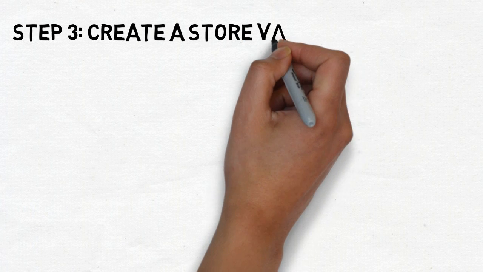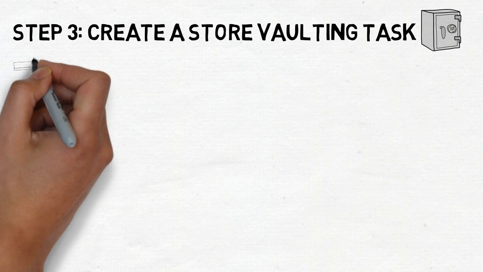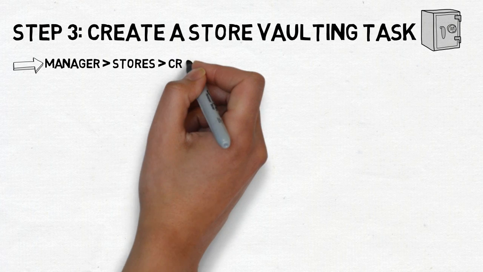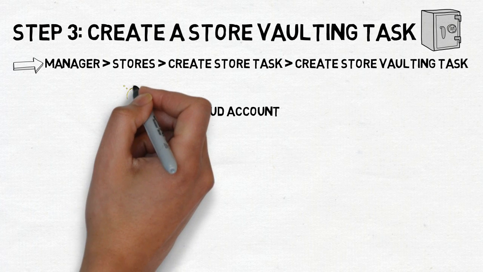To archive data to the cloud, you will need to create a store vaulting task. This task copies from a store to the cloud account you just created. To do this, simply go into a Create a Store task as usual, and the pop-up window will allow you to choose to create a store vaulting task. When creating the store vaulting task, you will be asked to select from the cloud accounts you have just created.